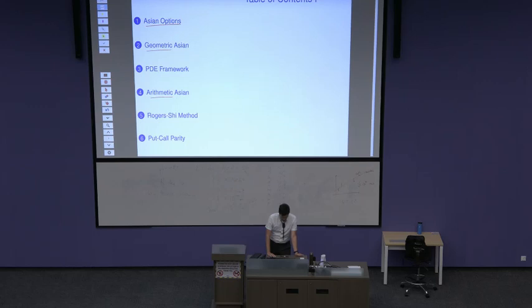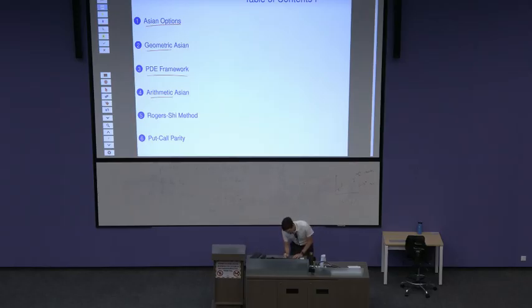For geometric options, we will derive a closed form solution. For arithmetic, it's not possible to derive a closed form solution. I will explain why. But for both formulations, we can derive a PDE formulation. For arithmetic Asian options, the situation is a bit more complicated. Even though they look easier, the situation is more complicated. So we will derive a PDE formulation and then apply some method.